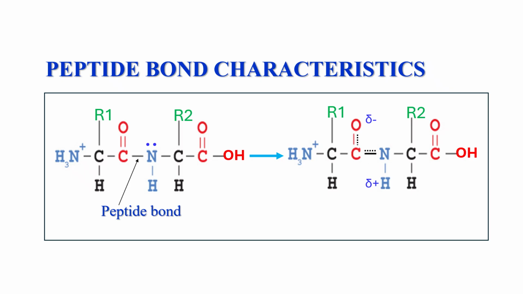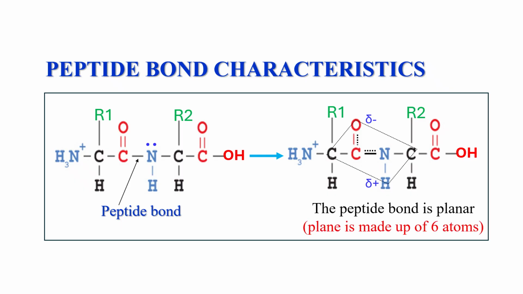So the peptide bond is planar and rigid, and it has a plane made up of 6 atoms: 3 carbon, 1 oxygen, 1 nitrogen, 1 hydrogen. And in this plane, the carbonyl oxygen and amide hydrogen are in trans position. So these are the features of a peptide bond.